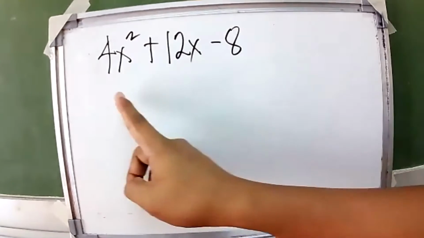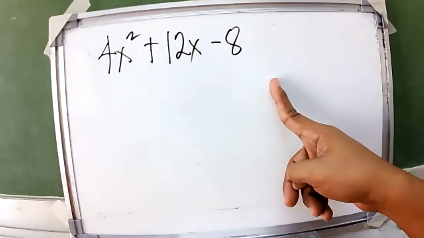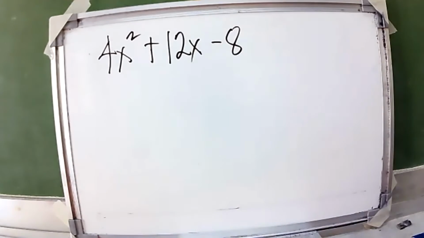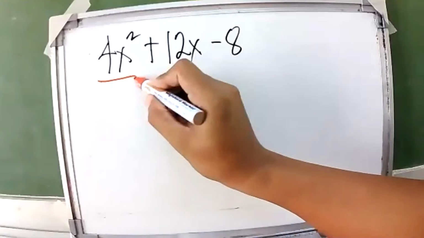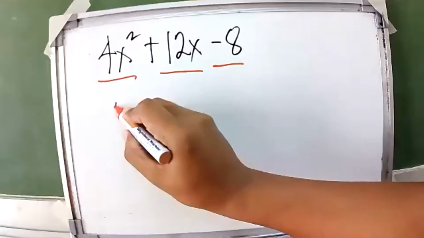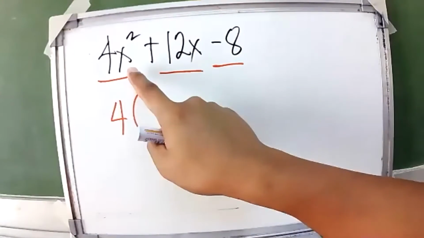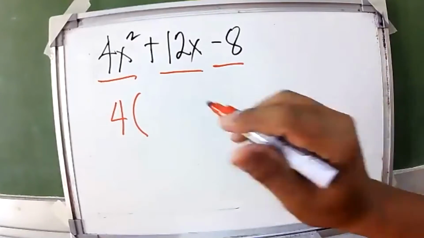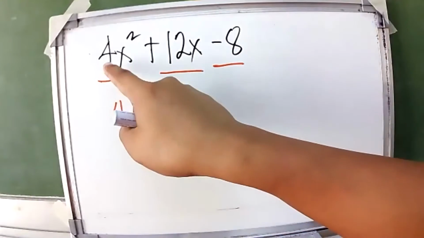First thing to do in factoring is find a common factor. Do we have a common factor among all these terms? Yes or no? Yes. Okay, what's that common factor? 4. So 4 is the common factor, and x is not included simply because there's no x there. Okay, this is just a fast review. So therefore, let's factor out 4.